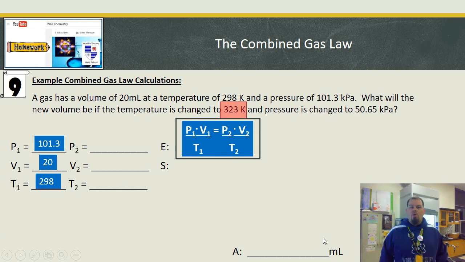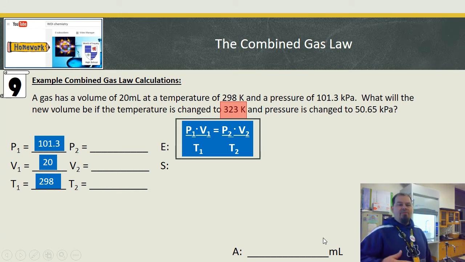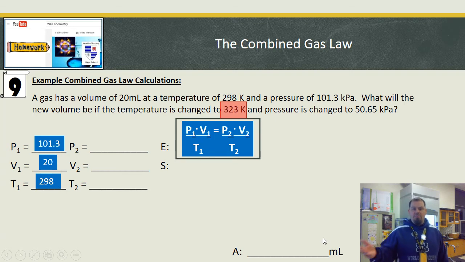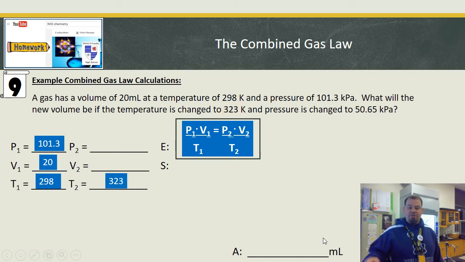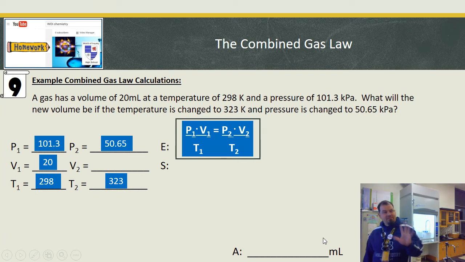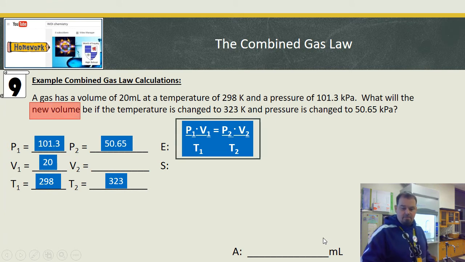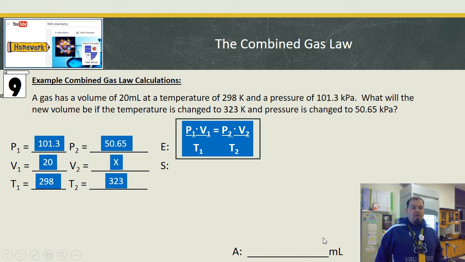Okay. Next set. What will the new volume be? So now we're on to final conditions, right? If the temperature has changed to 323 Kelvin, so that's T2 now, plug that in there, and the pressure is changed to 50.65 kPa, so put that in for your pressure. Notice the problem's giving me 5 of the 6 variables. So obviously it's asking me to solve for what is the new volume, so that is my V2, and now it's literally just plug and chug.